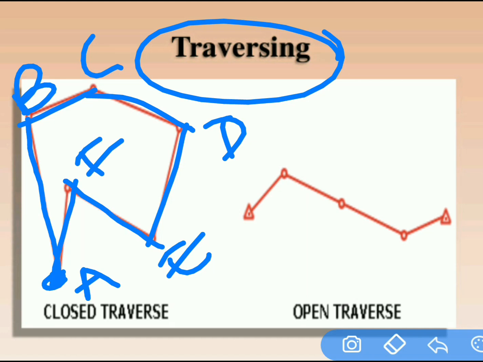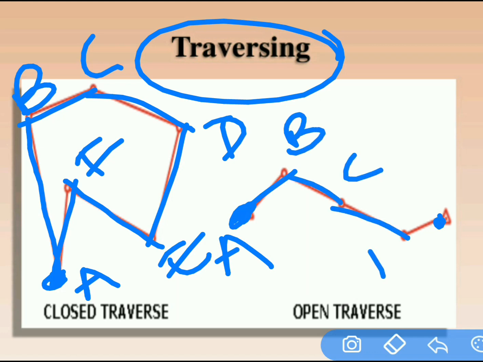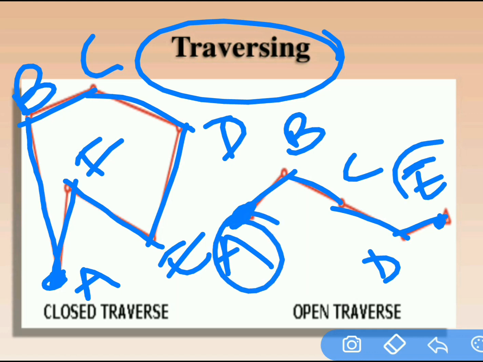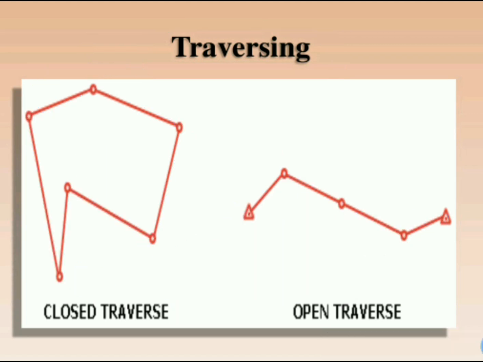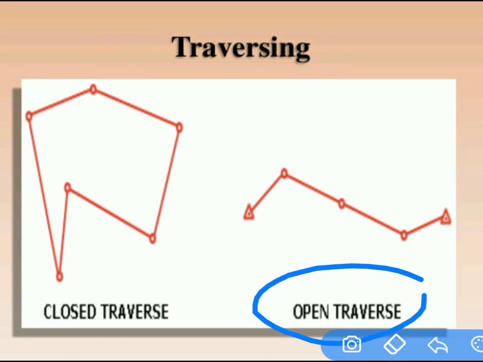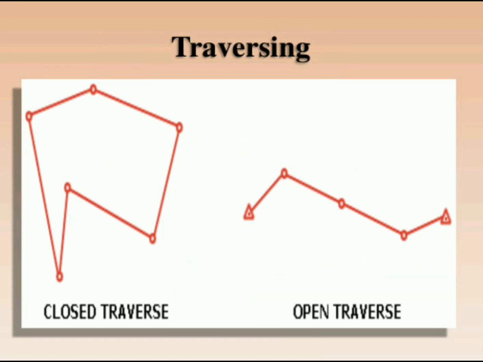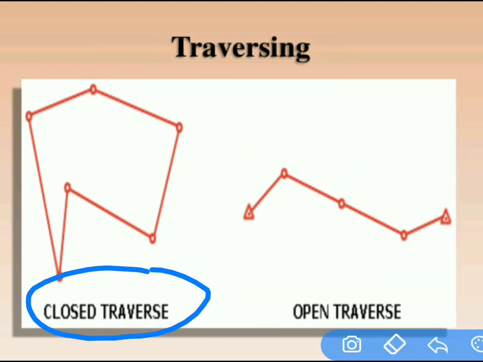Next, what is open traverse? See here, started somewhere, ended somewhere. For example, I started at A to B, I took B to C, next C to D, next D to E. See here, I started at A, I ended at E. Started somewhere, ended somewhere. That is an open traverse. Simple. In a closed traverse, the starting and ending are at the same point. In an open traverse, started somewhere, ended somewhere.